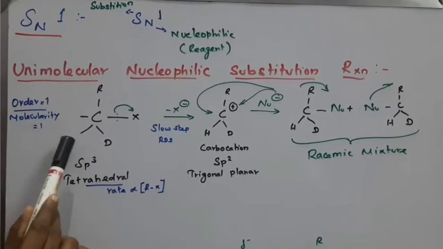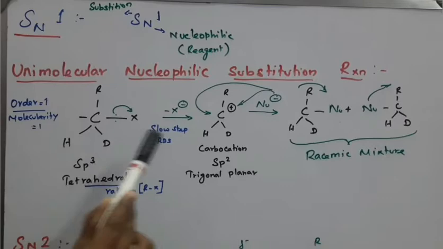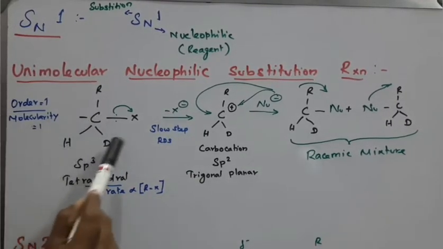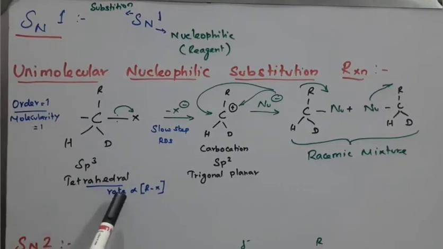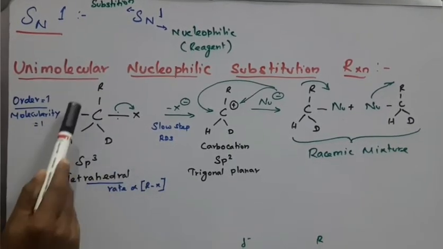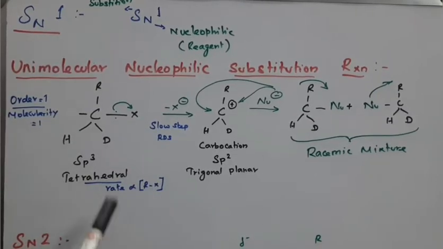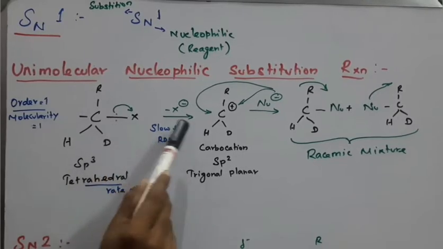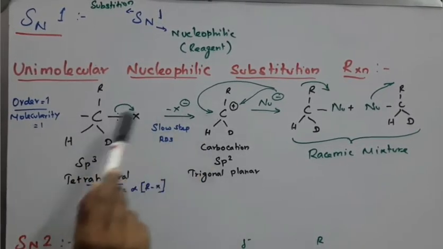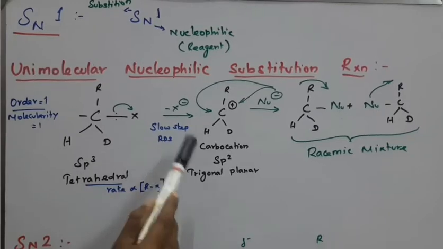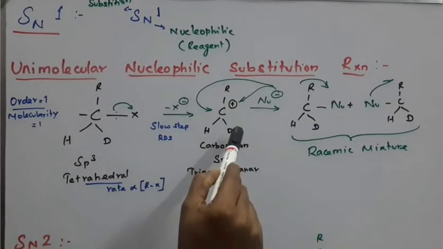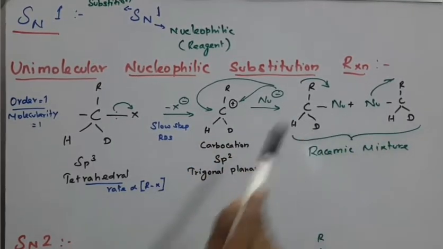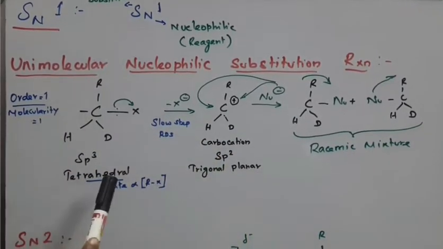Molecularity means how many reactants react to produce the product. Here the molecularity is 1 because there is only 1 reactant. So the rate is proportional to the concentration of the alkyl halide. First it undergoes a slow step, waiting for the formation of the carbocation, that is the rate determining step. After that, the nucleophile attacks the electron deficient carbon, and we get the product. This is for the SN1 reaction.